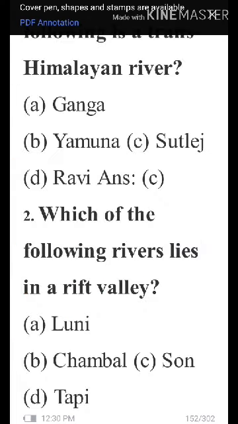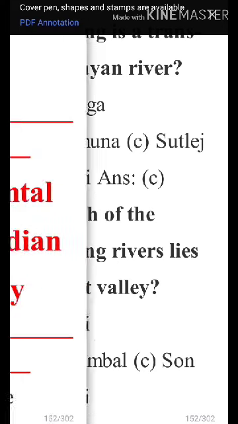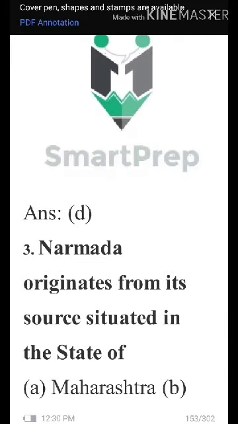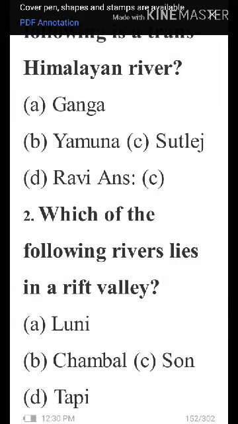Which of the following is a Trans Himalayan River? Answer is Satluj. Satluj is a Trans Himalayan River. Next, which of the following rivers lies in a Rift Valley? Tapati.